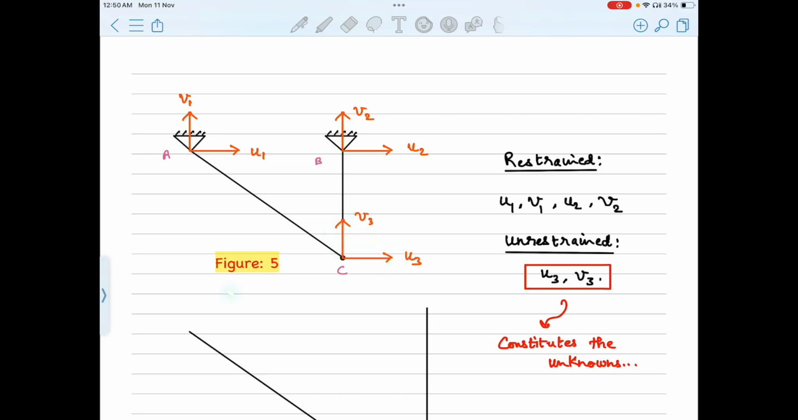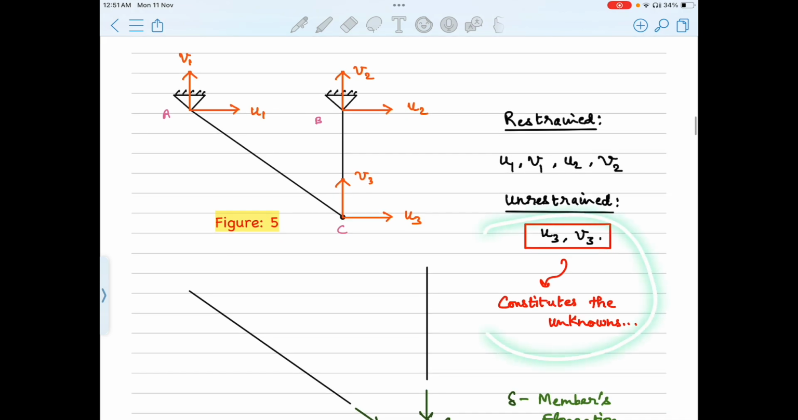In this particular truss of figure 5, apart from U3 and V3, the remaining degrees of freedom take a value of 0 each, because they correspond to pin supports where these two translations are restrained. Only U3 and V3 are unrestrained and hence are unknowns. In the displacement method of analysis, U3 and V3 constitute the unknowns, in stark contrast with the forces in the force method of analysis.